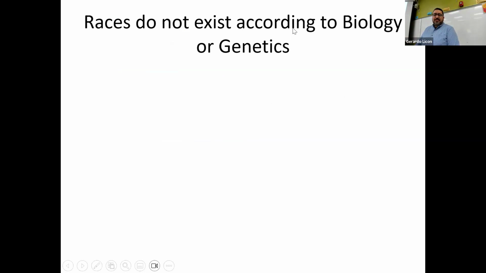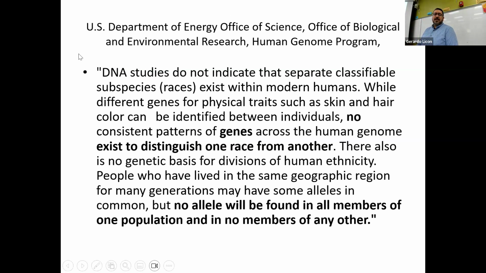So races do not exist according to biology or genetics. The idea that race is a social construct means that it does not exist in biology or genetics. Here is an explanation from the people who created or worked in the Human Genome Program that mapped out the human DNA. And this is what they have to say about race.